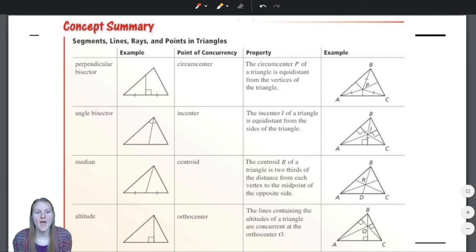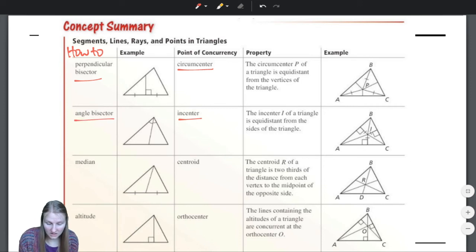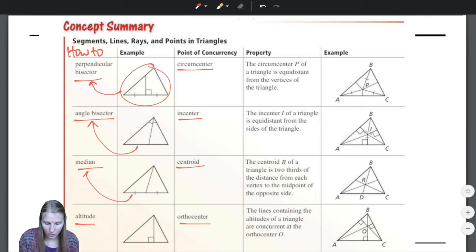I want to show you everything all at once. This is everything we've talked about in 6.2 and 6.3, and 6.1. So this first column is how to make the point of concurrency. So you make the circumcenter with the perpendicular bisectors, you make the incenter with an angle bisector, you make a centroid with the medians, you make the orthocenter with the altitude. And they have an example of one of those. So just one median, just one altitude, just one angle bisector.